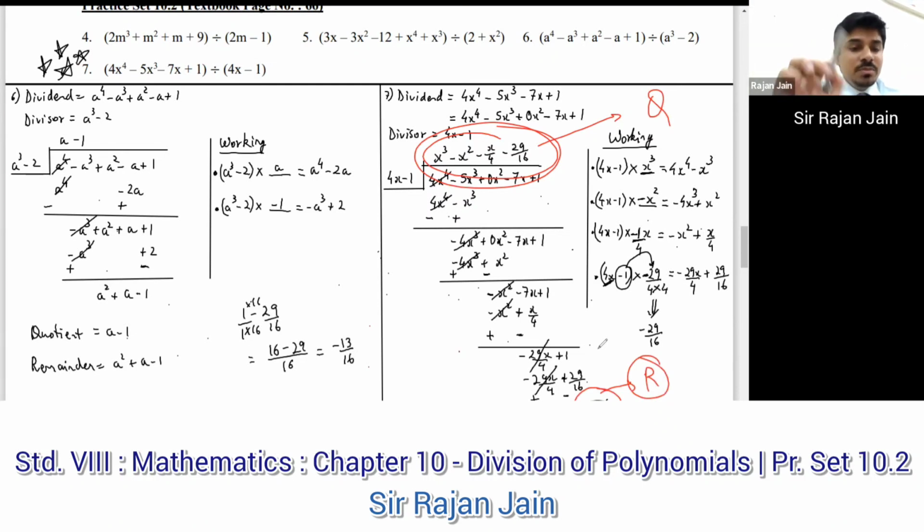I hope this question number 7 is clear. You need to practice it again and again till you get the correct answer on your own. Okay, and watch this sum as many times as you want till you understand it properly. This completes your entire practice set number 7.2.